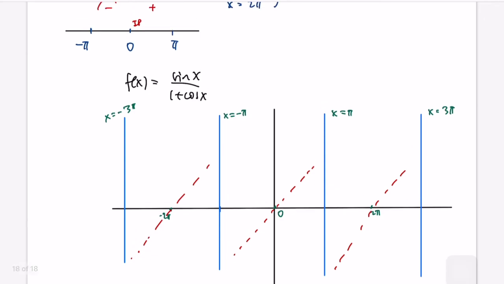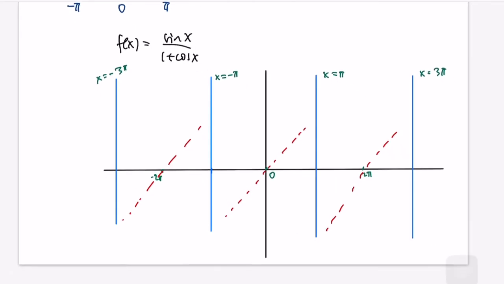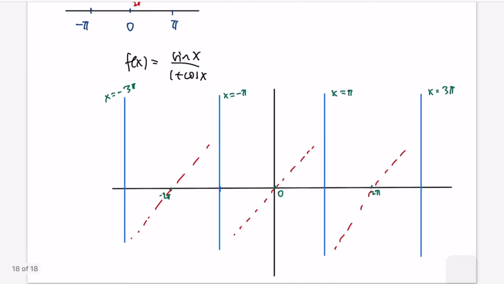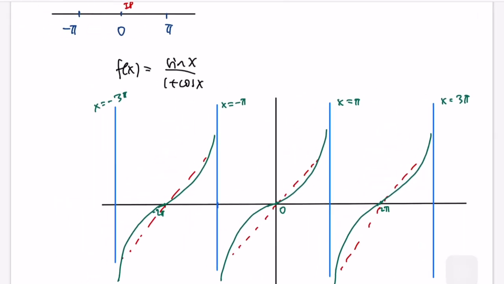So from -π to 0, it should be concave downwards, so it should look a little bit like this, and then going up like that. It should be the same way here, and should be a fairly identical graph. It's also the same. Okay, and that will be our solution for this trigonometric function.